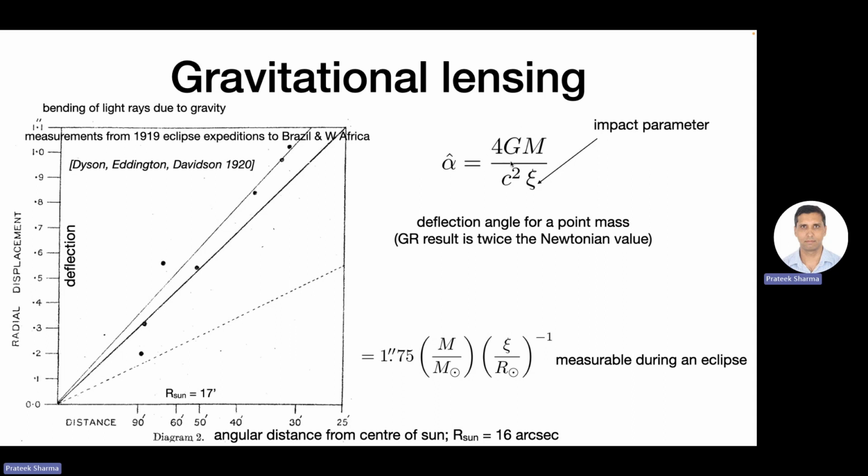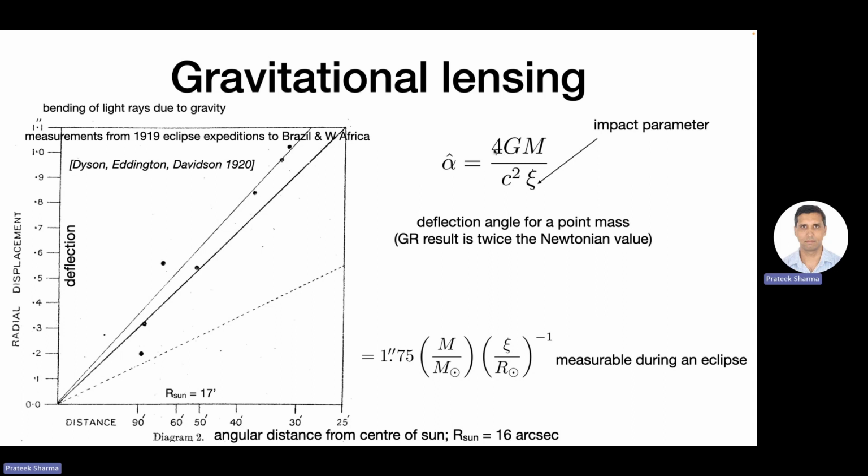If you plug in the numbers for the sun, and you put the impact parameter as the solar radius, you cannot see inside the sun, of course. So this is the maximum deflection that you expect, 1.75 arc seconds. And this is the measured displacement, 1.1 arc seconds, because this is not exactly at the edge of the sun. You cannot see so much closer to the sun. So this is the idea.